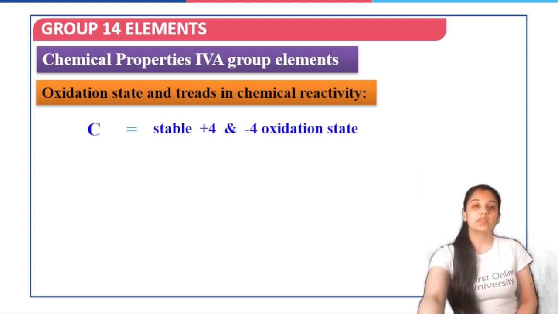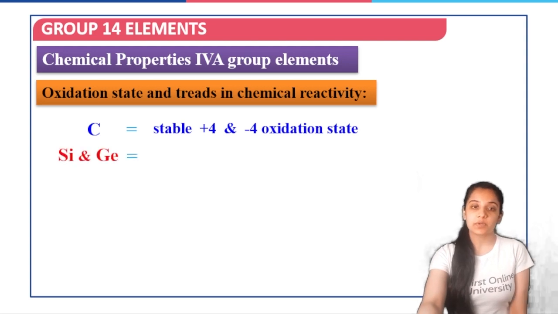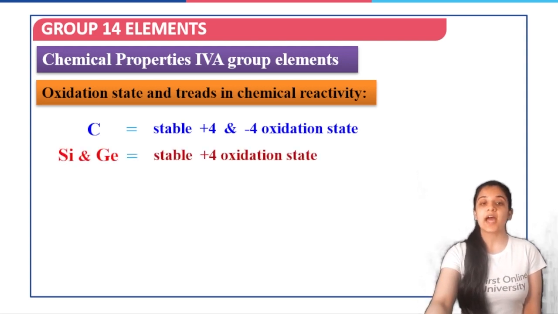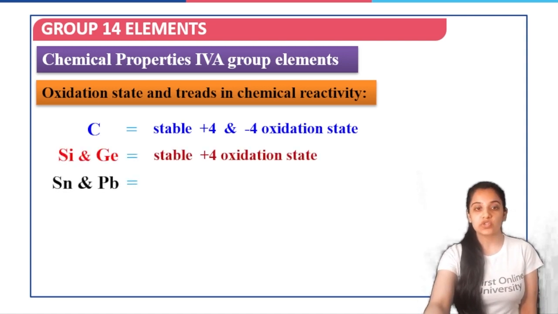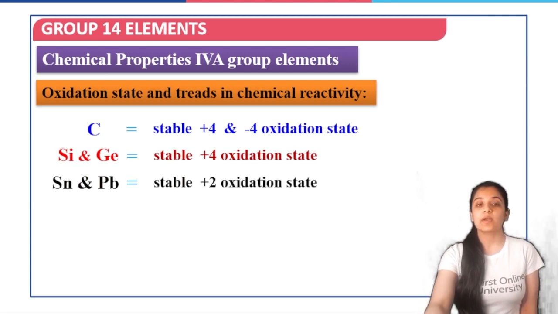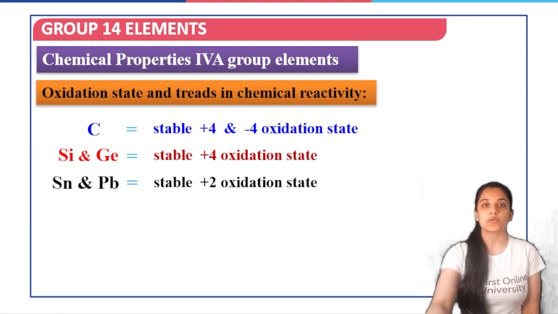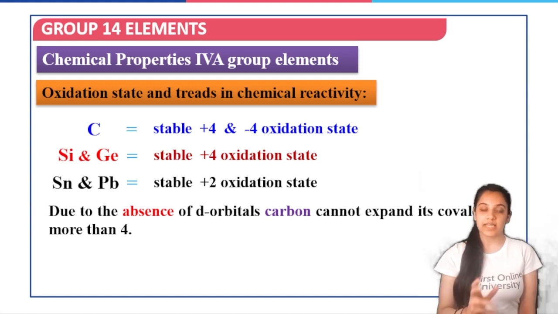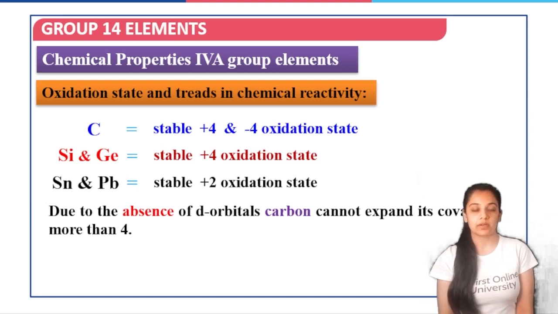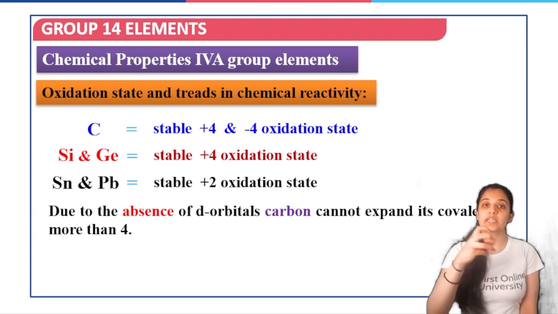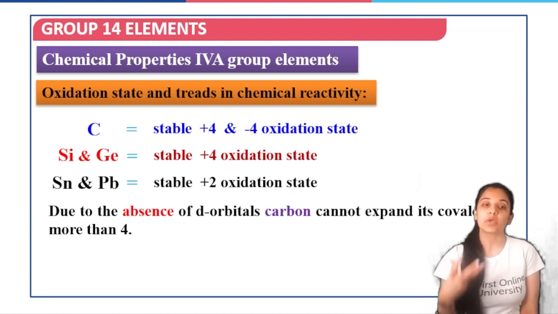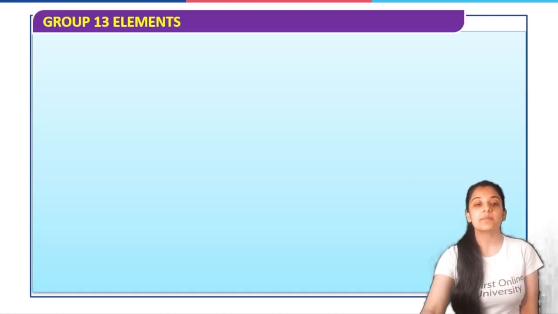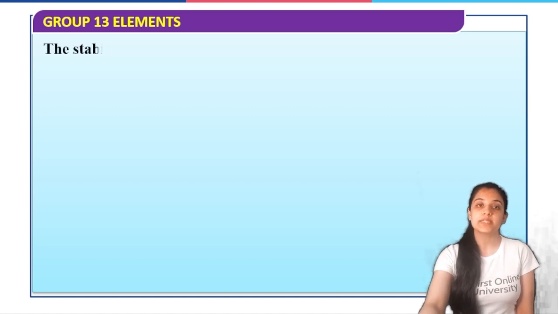Carbon has both +4 and -4 stable oxidation states. Silicon and germanium will have a +4 oxidation state. Tin and lead will have a stable +2 oxidation state. So you have to remember the stable oxidation states of each of these elements. Now, because of the absence of d orbitals, carbon does not have any d orbital present, and therefore it cannot expand its covalency beyond 4. The rest of the elements can exhibit a covalency up to 6.